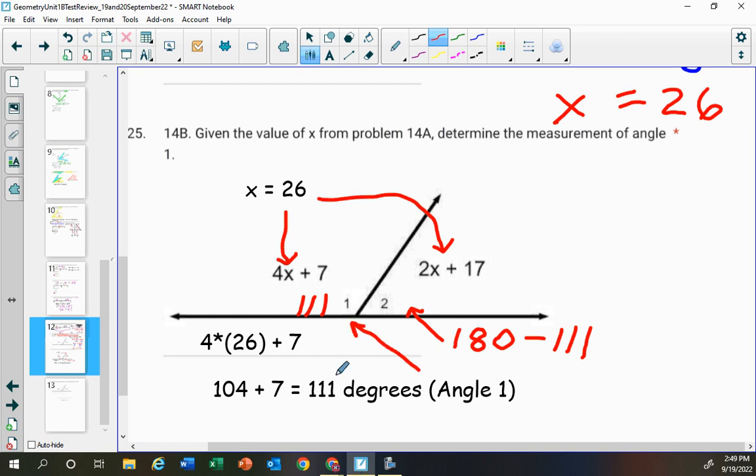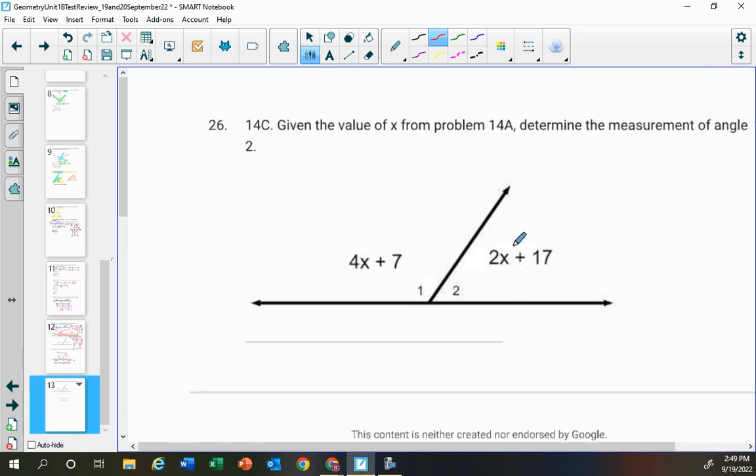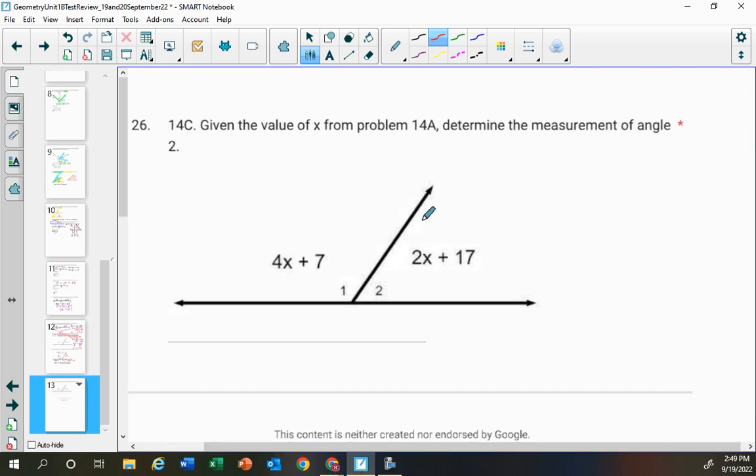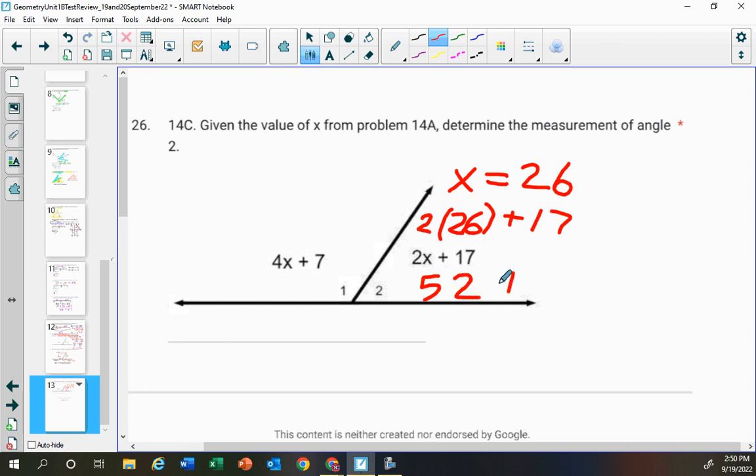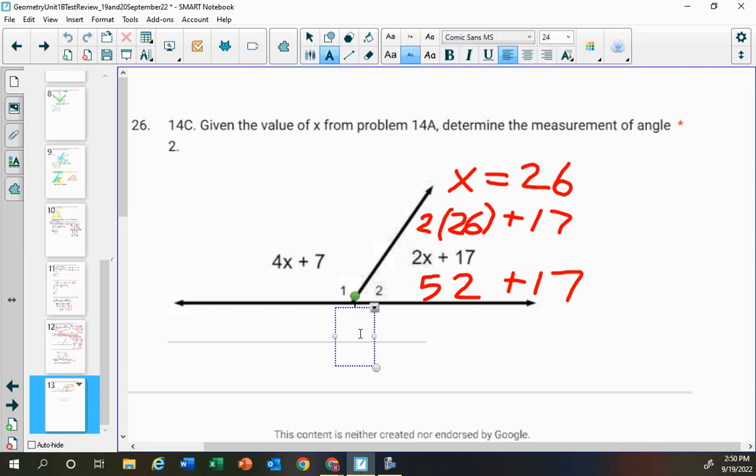And then for angle 2, you could do 2 times, what was it, 26 plus 17? X was 26. 2 times 26 plus 17, 52 plus 17. So then angle 2 is how many degrees one more time? All right.